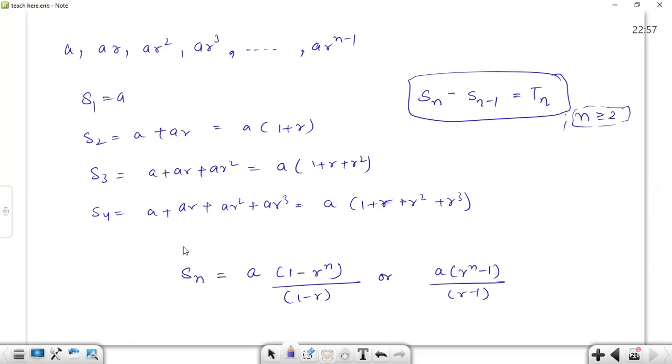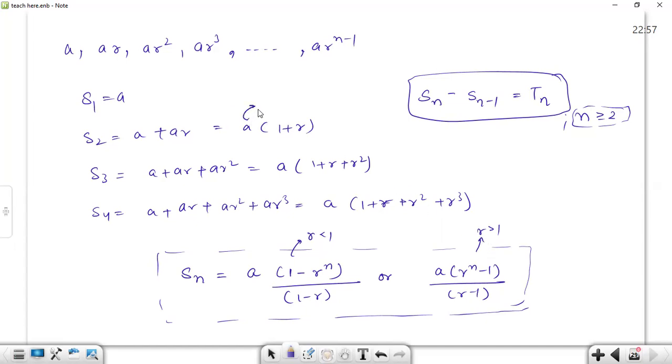We can use these conveniently: for r being less than 1, we can use this one; for r being more than 1, we can use this one. Clear? Any doubts? Anyone? And how have I written it?